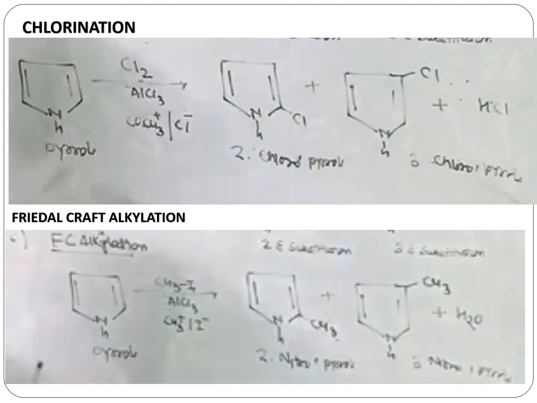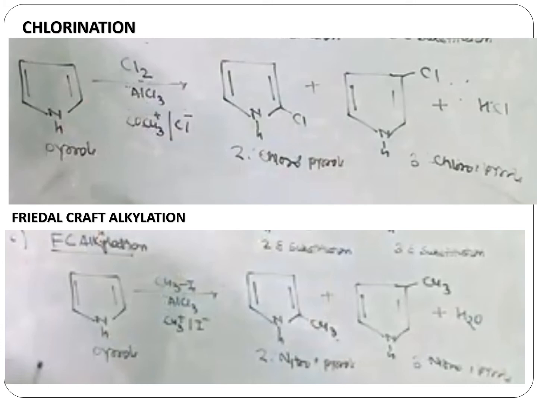Chlorination. We know that chlorination is done in the presence of Cl2 and AlCl3. So pyrrole reacts in the presence of Cl2 and AlCl3. So chlorine is released and an H plus ion is released from the pyrrole ring, and Cl is attached. So we get 2-chloropyrrole and another is 3-chloropyrrole, and HCl is released.